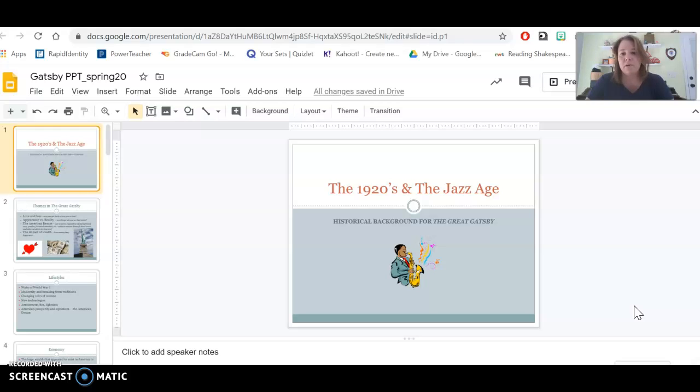So I'm going to be giving you a brief history lesson today on the historical context of this novel, as well as introducing you to some of the major themes and influences on F. Scott Fitzgerald, who wrote The Great Gatsby.